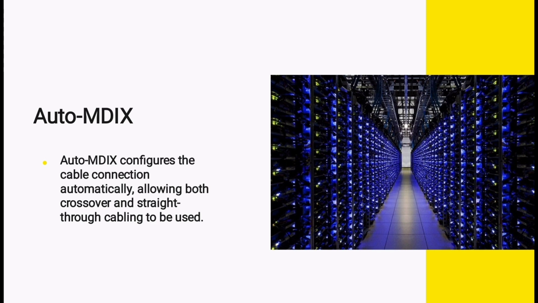A straight-through cable is used to connect devices to a hub or switch, while a crossover cable is used to connect devices directly to each other. However, with the advent of Auto-MDIX, this distinction is no longer necessary.